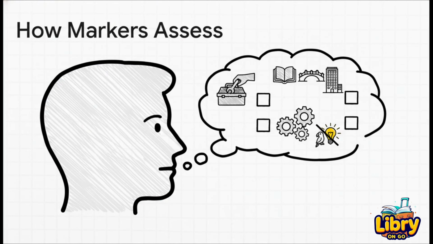Let's pull back the curtain for a second. This is what's going through your marker's head when they're grading your paper. They're asking, did they pick the right tool for the job? Is the connection they made between the theory and the situation logical and clear? And most importantly, are they showing me that they truly understand this? Or are they just repeating something they memorized from a textbook? An apply question is really the ultimate test of comprehension over memorization.